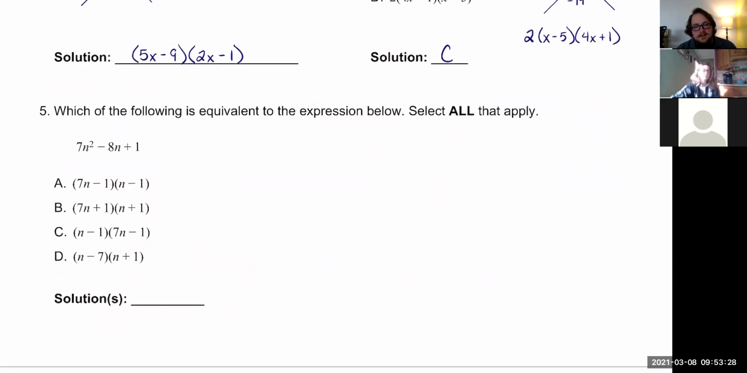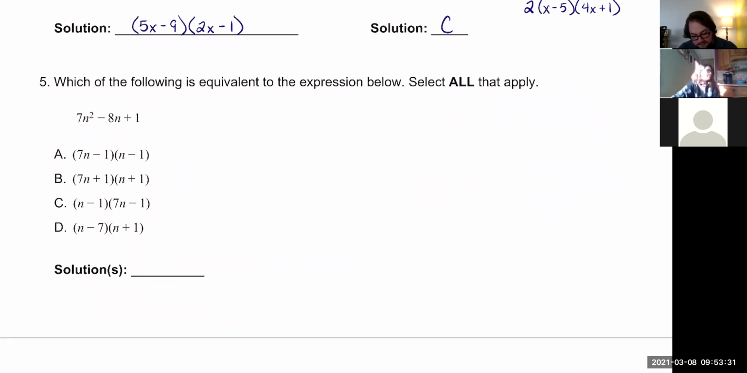Number five. Number five is a little bit sneaky. It is asking us to find the equivalent expression. So in other words, factor it, find the binomials. But this one does have this extra statement that says select all that apply, which leads me to suspect that there may be more than one correct solution. So we want to be careful to make sure we look at them all once we get this one factored.